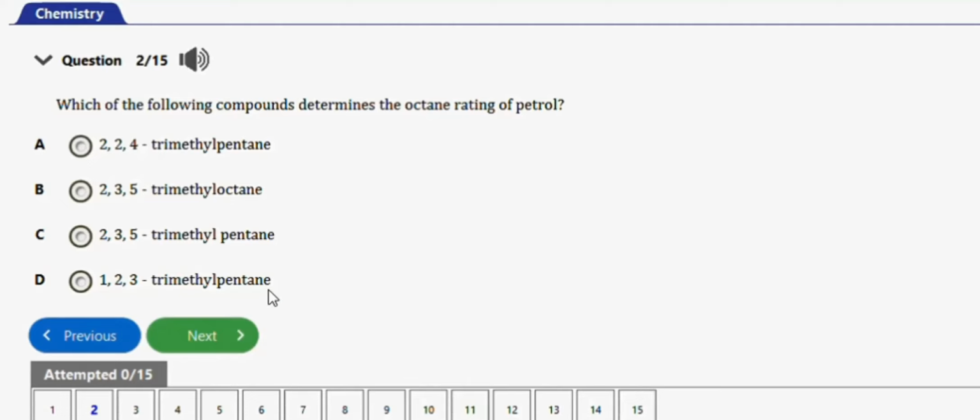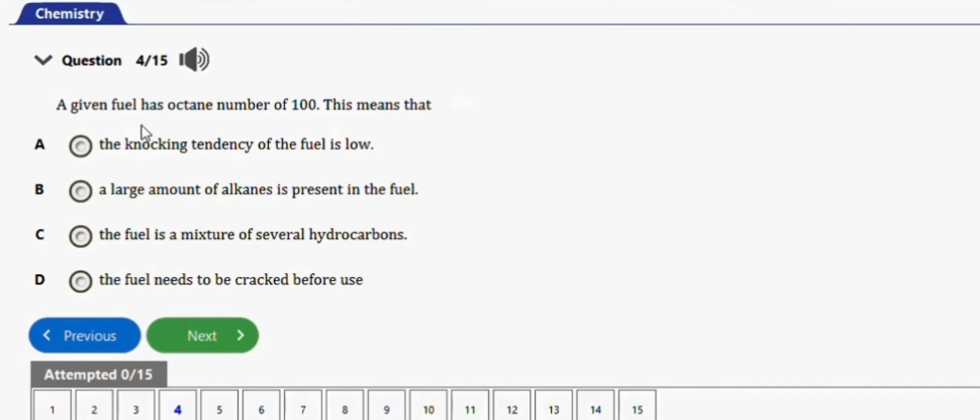The next repeated question will be this one. It says, which of the following compound determine the octane rating of petroleum? I think we have already answered the question. It is 2,2,4-trimethylpentane. Alright, so the next question will be this one. It says, a given fuel has octane number of 100. This means that the knocking tendency of the fuel is low. Yes, so guys, that's the answer to the question. Option A, the knocking tendency of the fuel is low.